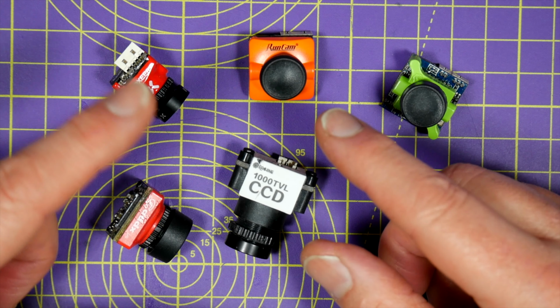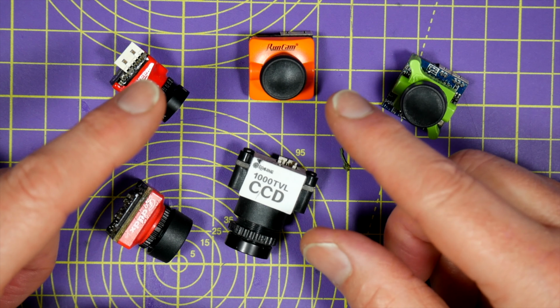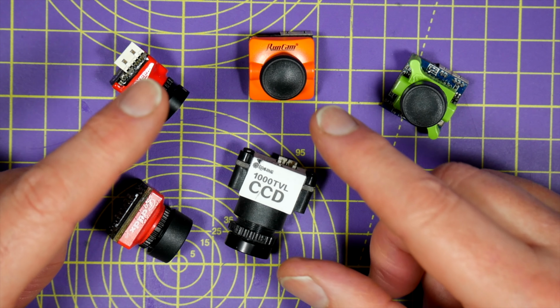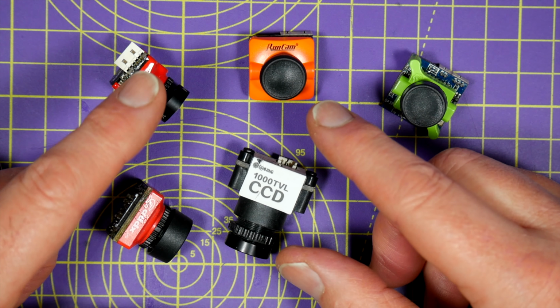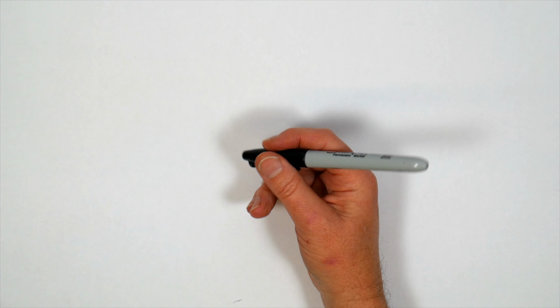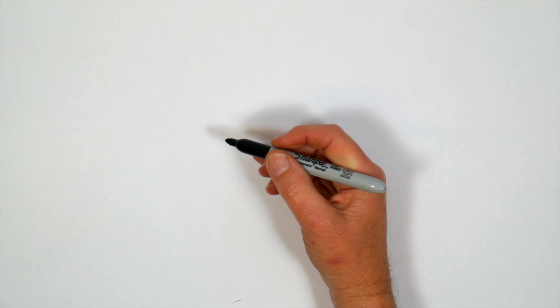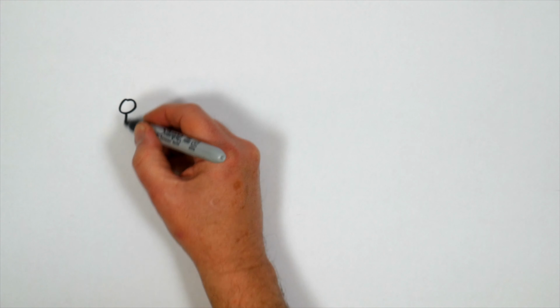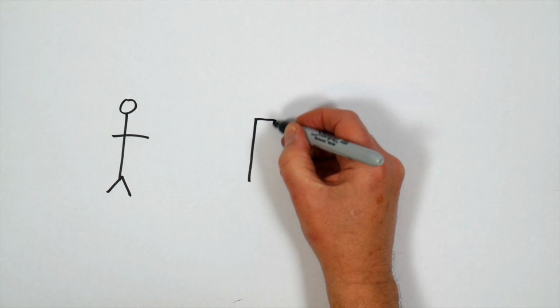In one of my many previous lives, I worked in broadcast media, and TVL was the all-important figure for analog cameras, and that's because it's a measure of the overall quality of the camera, not just the optics, the sensor, or the electronics. It's a measure of the horizontal resolution or the definition of a camera.